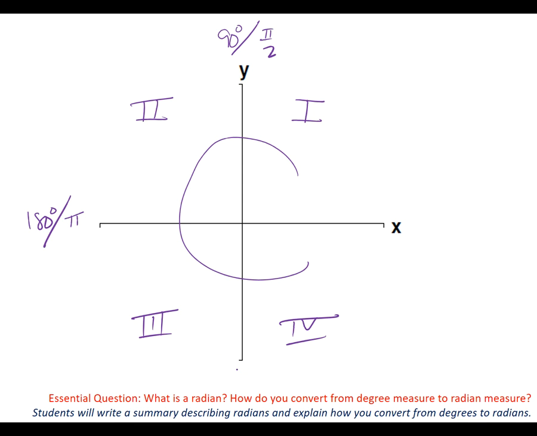How much is my next one? 270, good. And then in radians, that is 3 pi over 2.